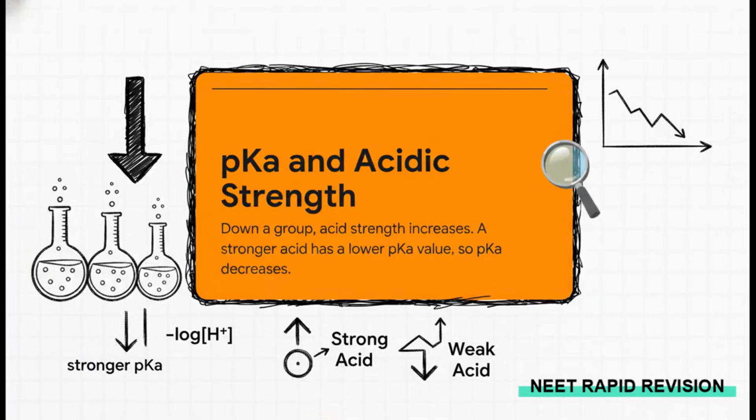The incorrect statement here is option 4. And here's the deal. As you go down that group, the acidic strength increases. Now, here's the key relationship you have to remember. A stronger acid always has a lower pKa value. So the pKa value should be decreasing as you go down the group, but the option shows it increasing. And boom, that's the mistake.